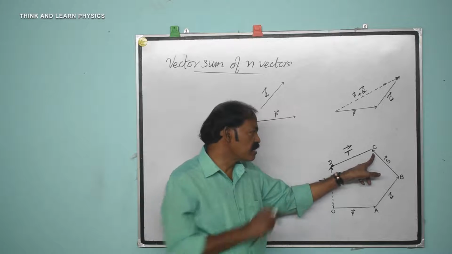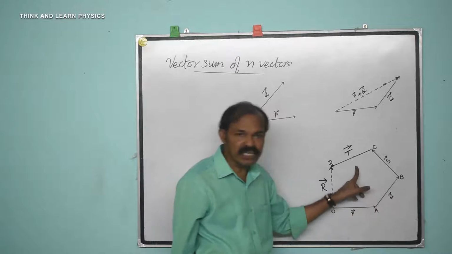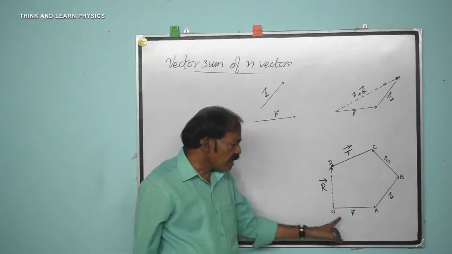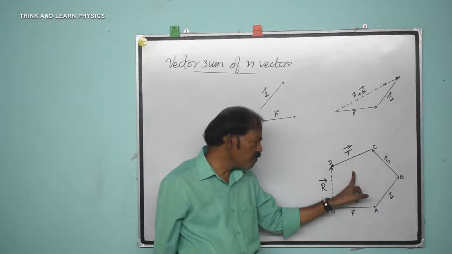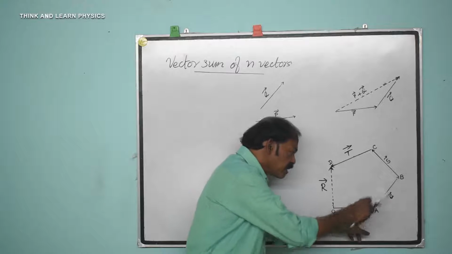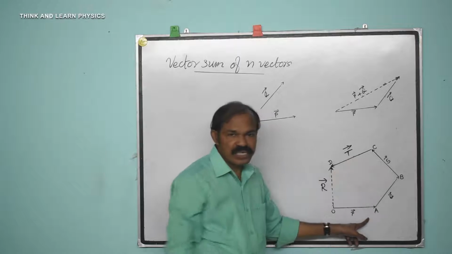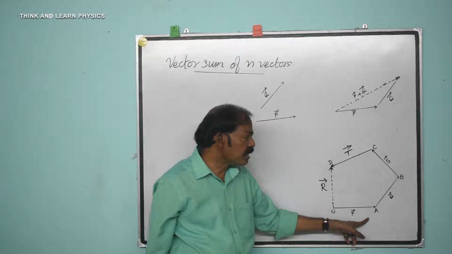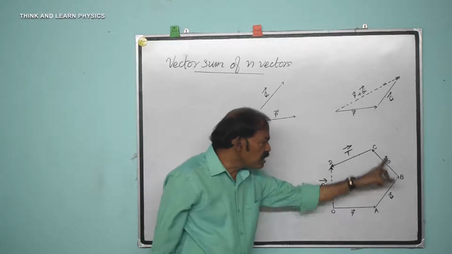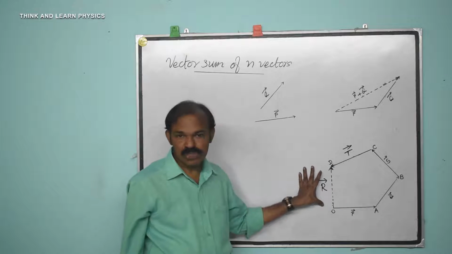Then the last vector. Here we have to add 4 vectors. Which are the vectors? P vector, Q vector, S vector and T vector. These vectors can be shifted parallel to themselves and arranged like this by the sides of an open polygon taken in the same order. These are in the same order, direction wise. That means here they are in the anti-clockwise direction, represented by the sides of the polygon taken in the anti-clockwise direction.